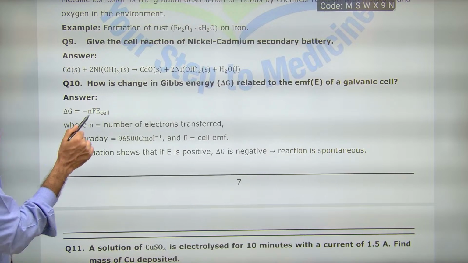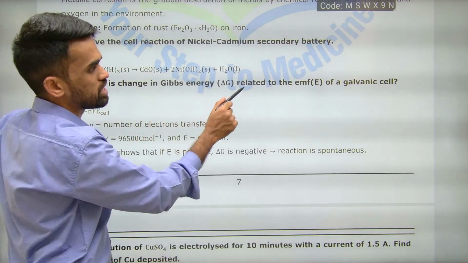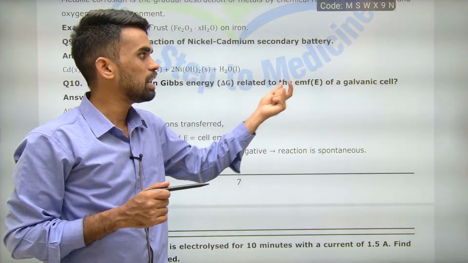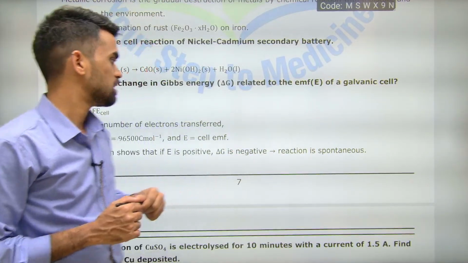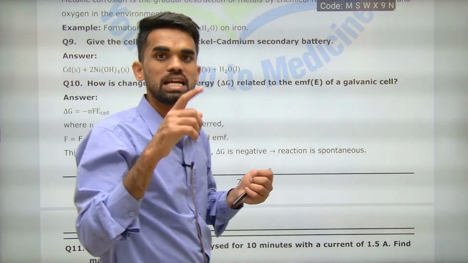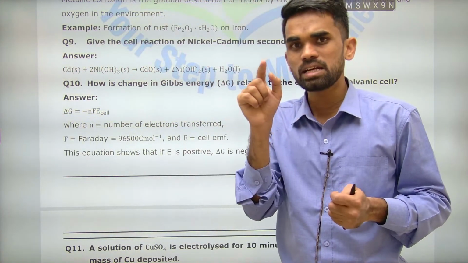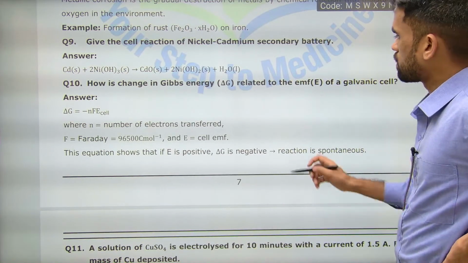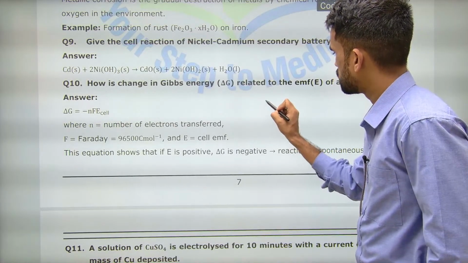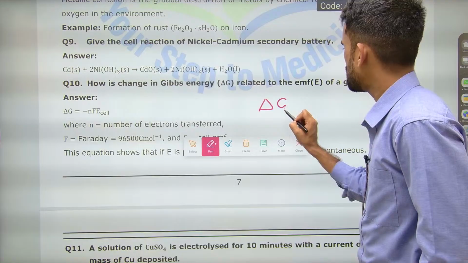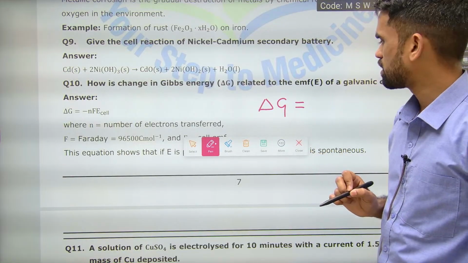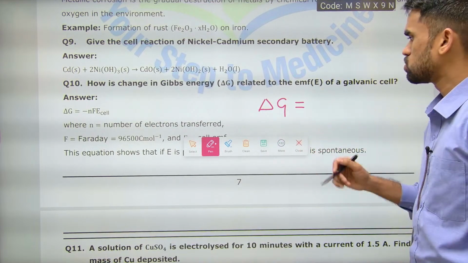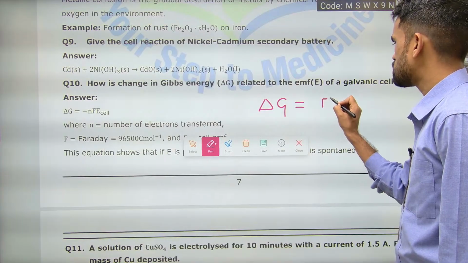The next one: how is change in Gibbs free energy related to EMF of a galvanic cell? The formula can be taken as delta G naught equals minus nF E naught cell. I will tell you. Gibbs free energy delta G is nothing but the maximum work done by the system. Now work done can be given as charge into potential. So what is the charge here?